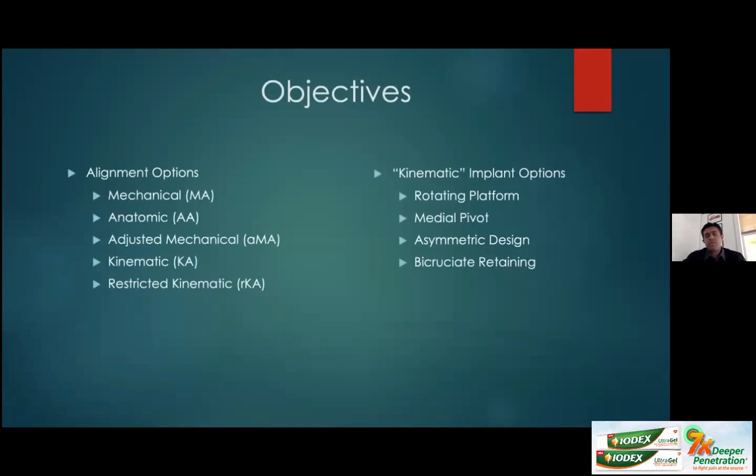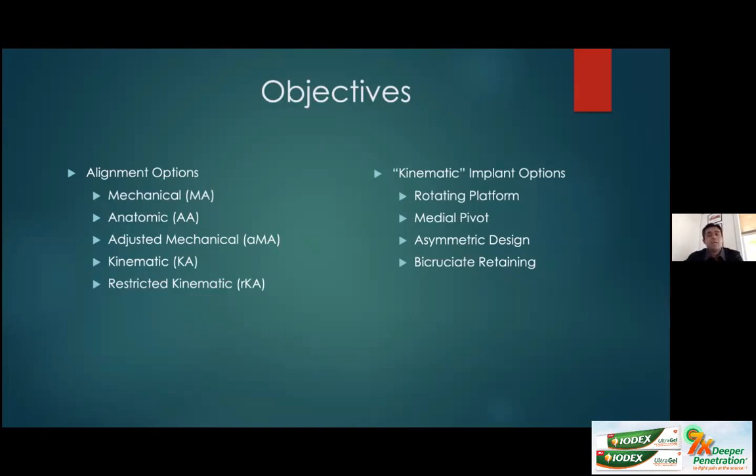So my objectives of this talk are, number one, to provide an overview of the various different alignment systems that we have available to us to align a total knee arthroplasty prosthesis today. The traditional is the mechanical alignment or sometimes also the anatomic alignment. The newer techniques are things like adjusted mechanical, kinematic, and then restricting our indications for kinematic alignment.